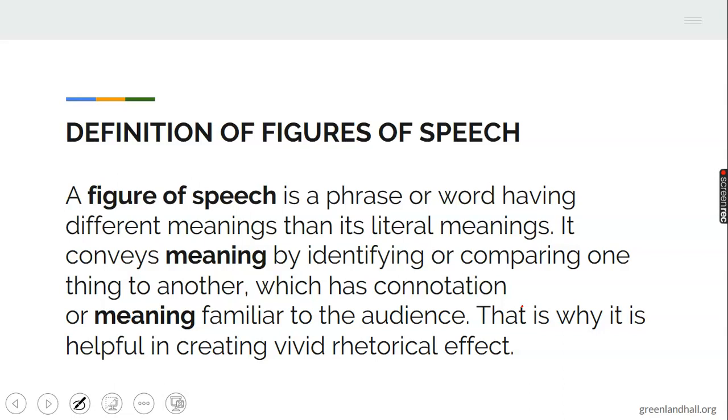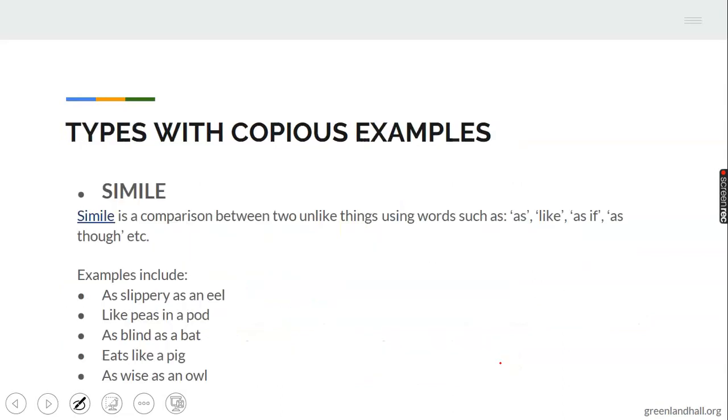These are phrases or words that have different meanings than their literal meanings. And their meanings are not layman's meanings. It conveys meaning by identifying and comparing one thing to another. It compares, which has connotation, that means deep thoughts or meaning familiar to the audience. That is why it helps in creating vivid rhetorical effects. Most literary expressions leave questions unanswered in people's minds.